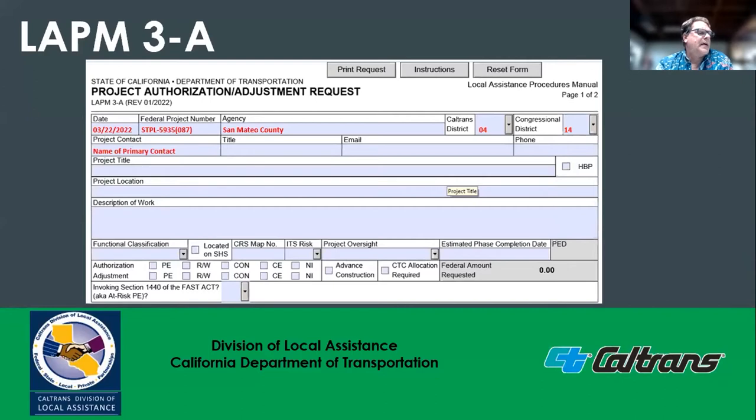Project contact, enter the name of the primary contact. This is who the DLAE will reach out to for questions regarding this request for authorization. This includes their title, email, and phone number. Project title, just a simple description of the project.